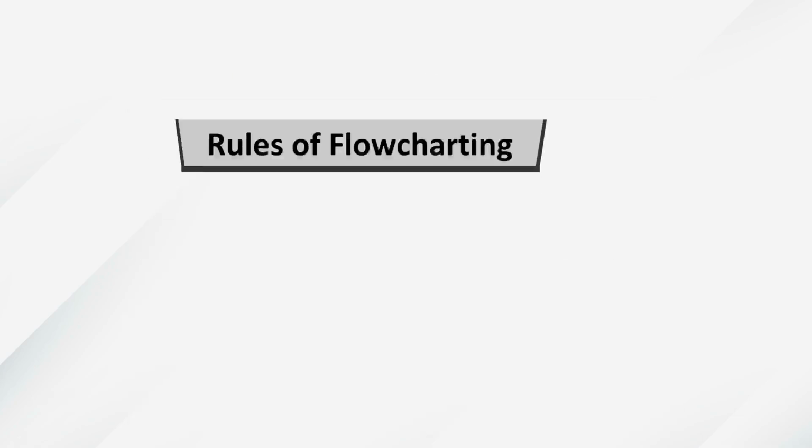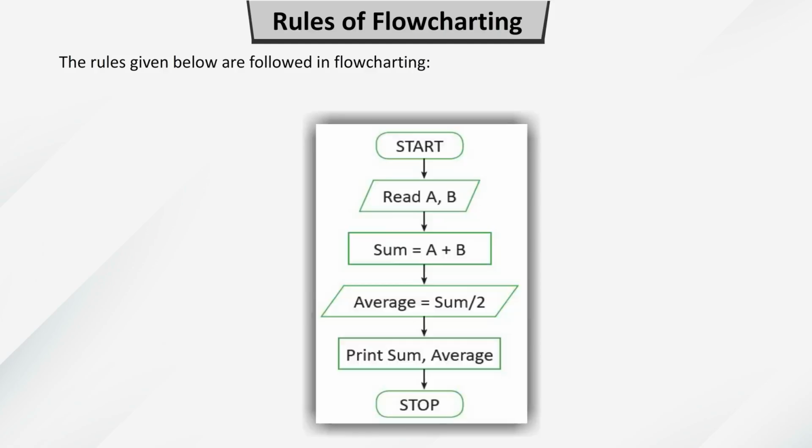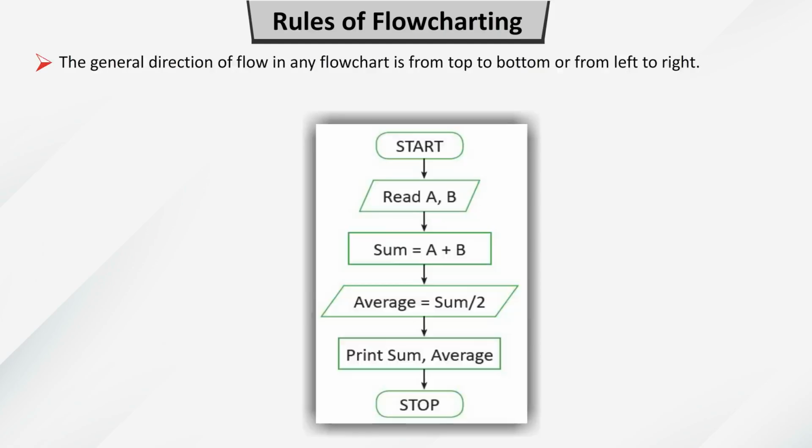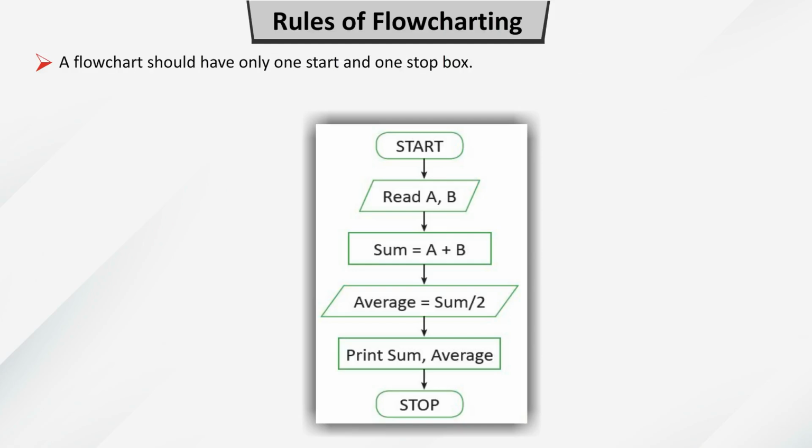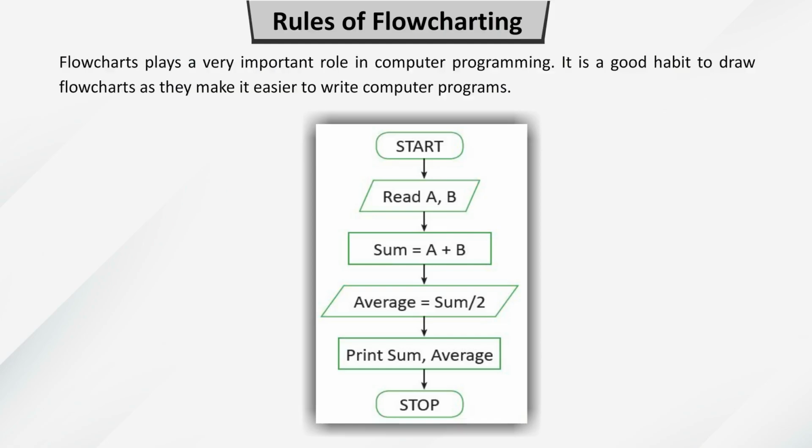Rules of flow charting. The rules given below are followed in flow charting. The general direction of flow in any flow chart is from top to bottom or from left to right. Arrowheads are used to indicate the flow of information or sequence of events. A flow chart should have only one start and one stop box. These steps should be arranged in sequence.